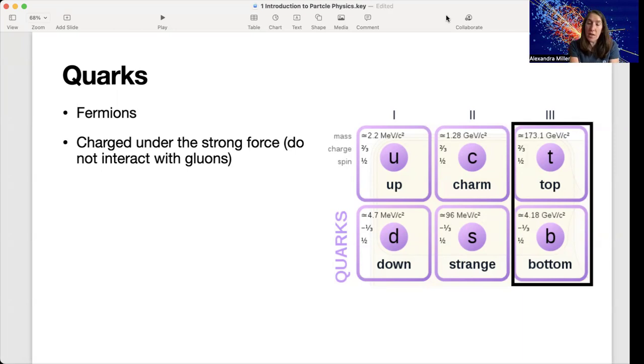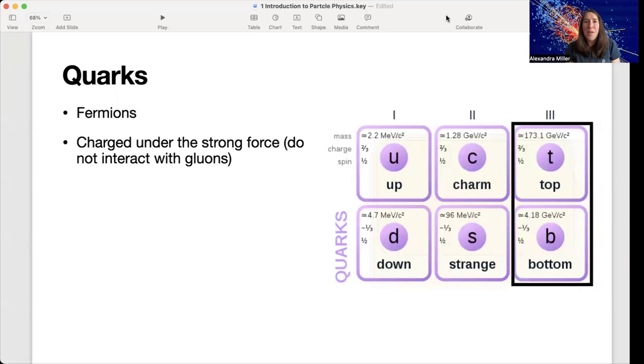So again, also like the leptons, there's this idea that particles which are more massive are always going to tend to decay into lighter particles, unless there's a conservation law that says they cannot. So again, protons and neutrons are these very common particles.